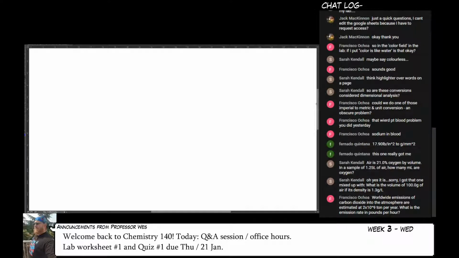So worldwide emissions of CO2 are 2 times 10 to the 9 tons per year. It's a lot of tons. Maybe we should stop polluting so much, but, you know, people don't learn. What is the emission rate in pounds per hour? So I have tons per year, and I want pounds per hour.